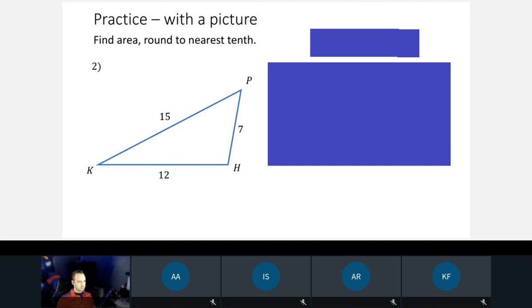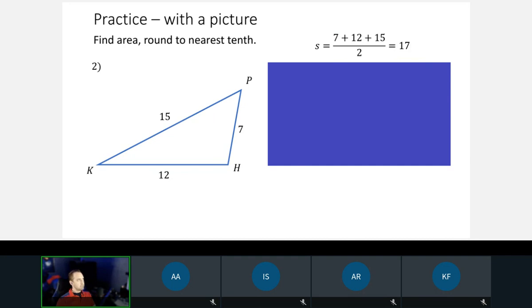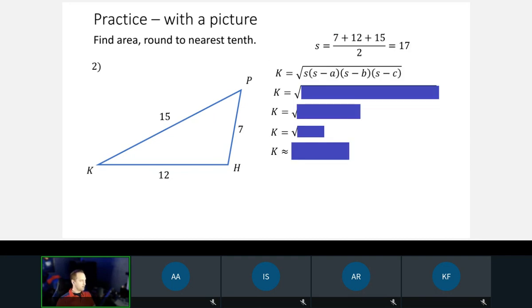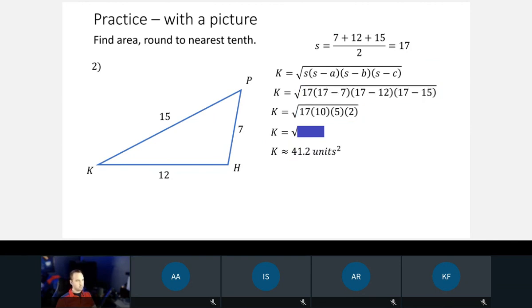All right. Okay, so what did all of you get for s? 17. Okay, and then what was everyone's final answer? 41.2. Right. Questions on this problem? Nope.